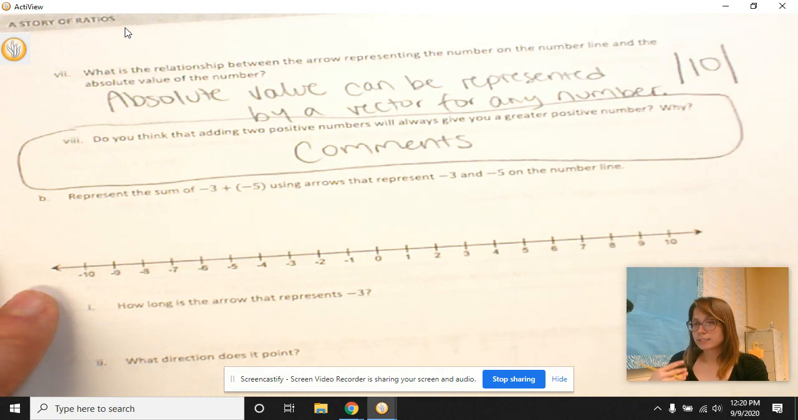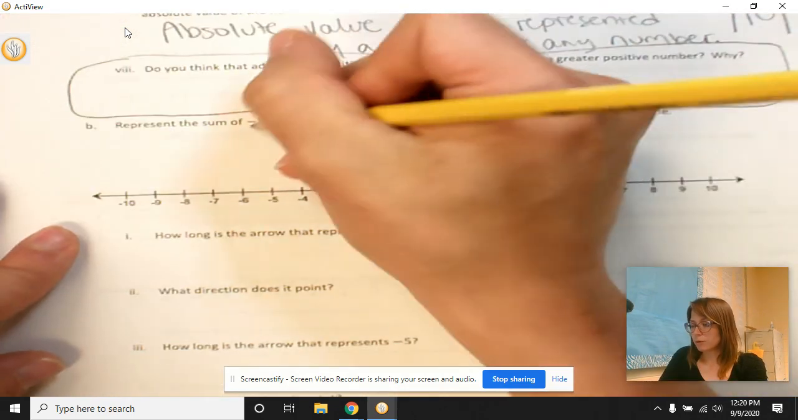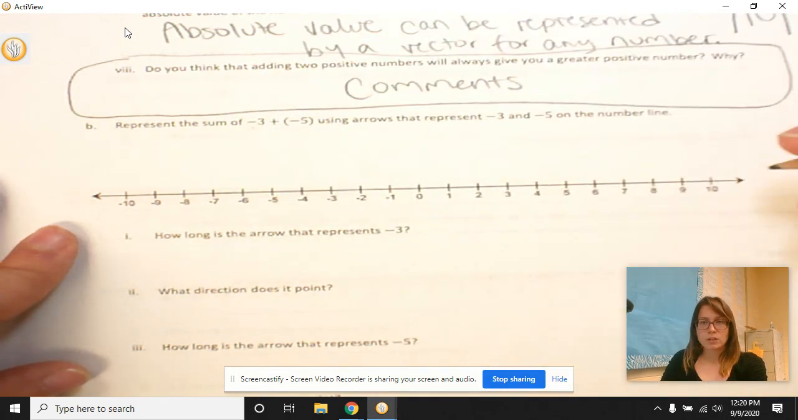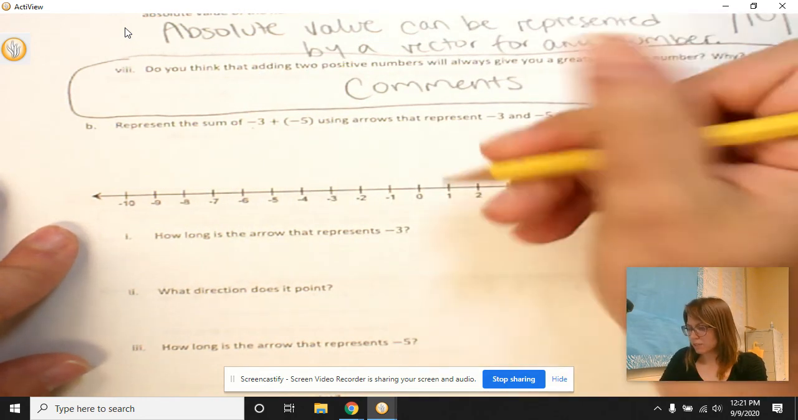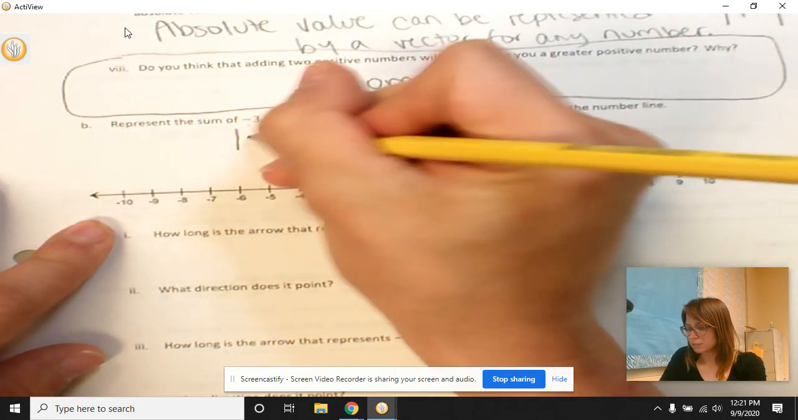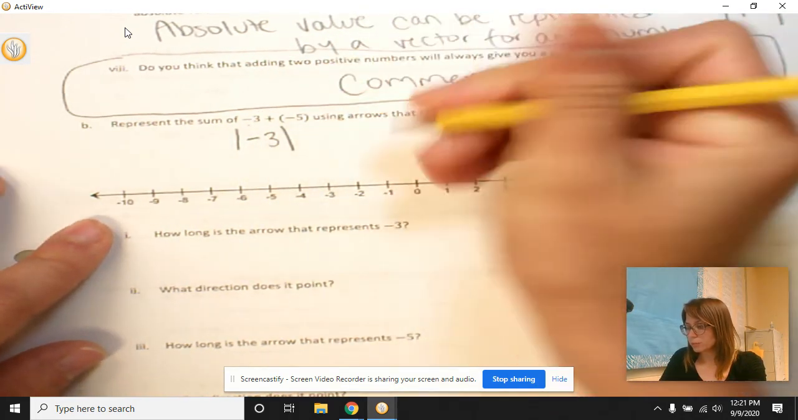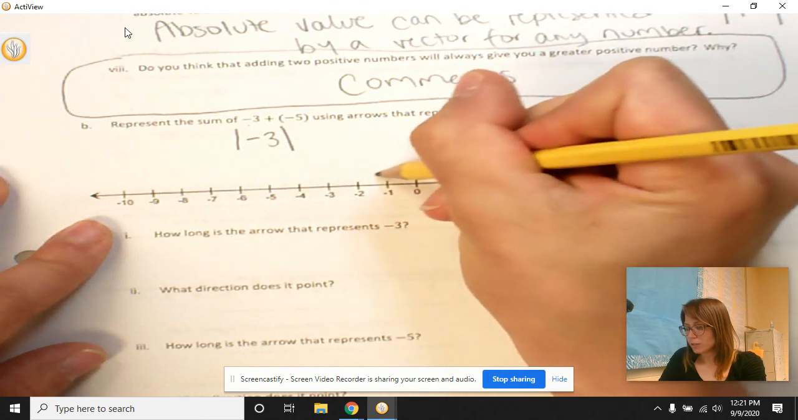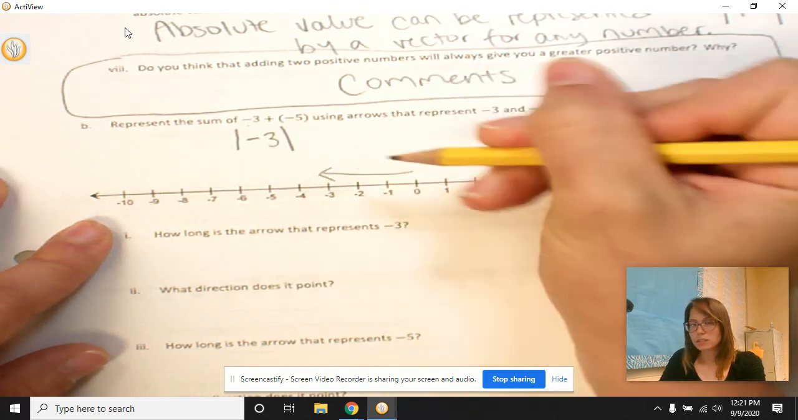Now let's see this applied with two negative numbers, such as -3 and -5. Let me get started with my vectors. So let me think about this. The absolute value of -3 would mean that I have to move 3 units to the left of 0.